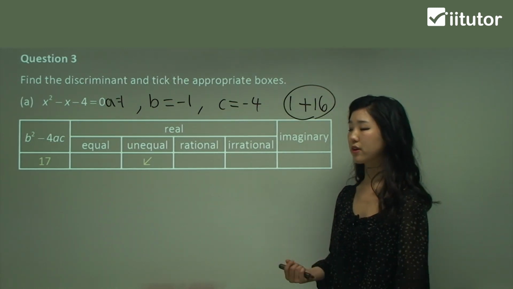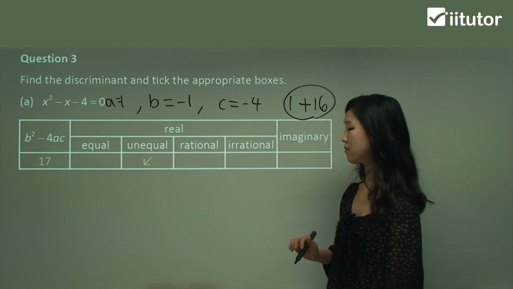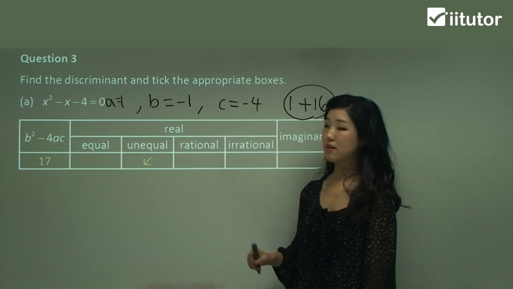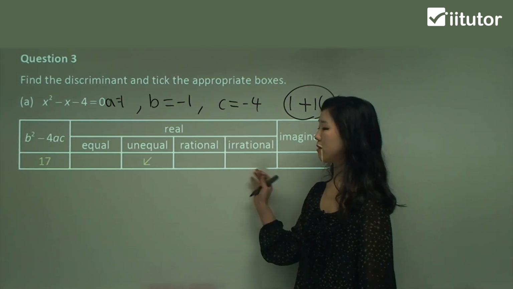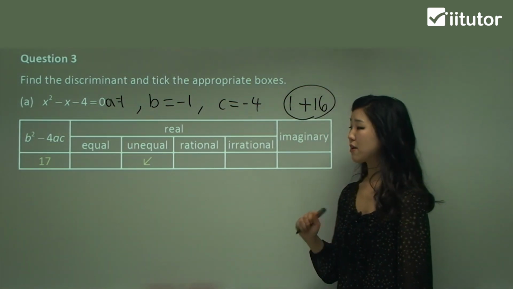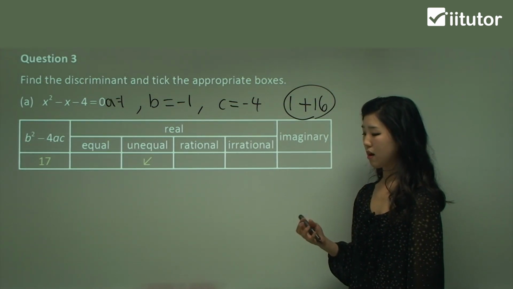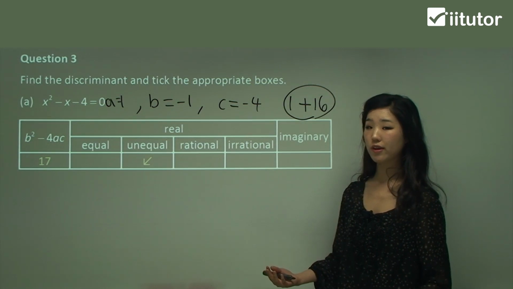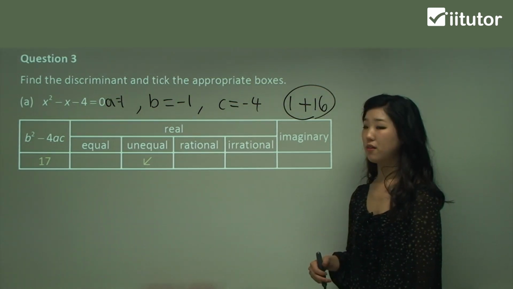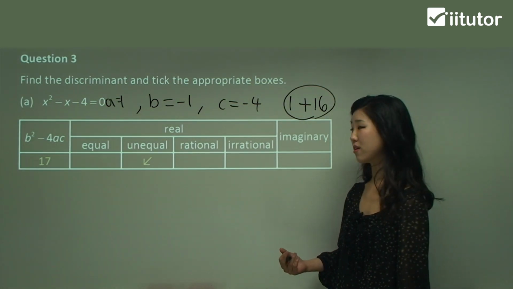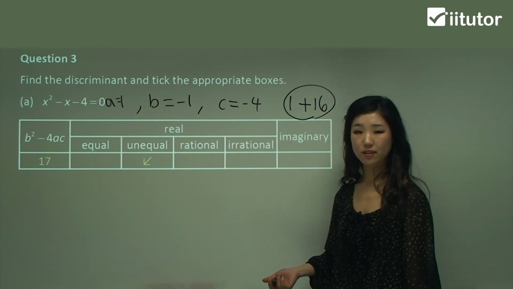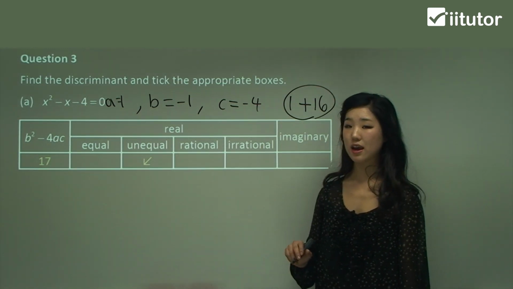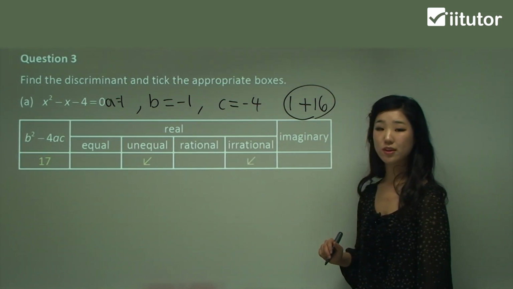Okay, the two roots are going to be distinct with each other, they're going to be different. Now, root 17, is that a rational number or irrational number? Rational numbers are numbers that are quite perfect, aren't they? Like 2, 4, root 4. But irrational numbers are like pi, or root 2, root 7. So therefore, root 17 is also irrational.